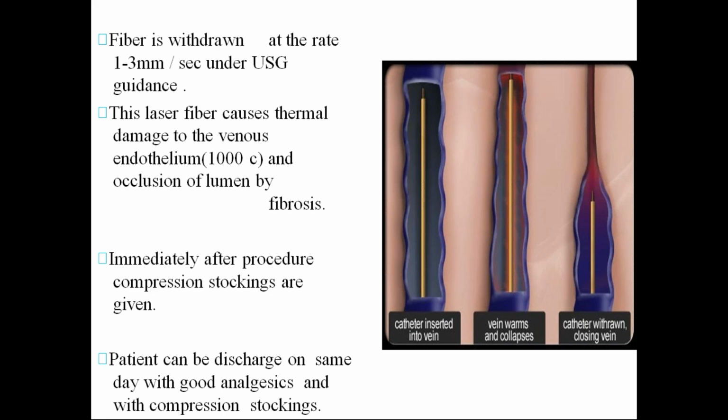So first the catheter is introduced, then the vein warms and collapses, then the catheter is withdrawn, closing the vein. This is the technique. The fiber is withdrawn at the rate of 1 to 3 mm per second under ultrasonographic guidance. So this laser fiber causes thermal damage to the venous endothelium, at the rate of 1000 centigrade, and occlusion of the lumen by fibrosis.